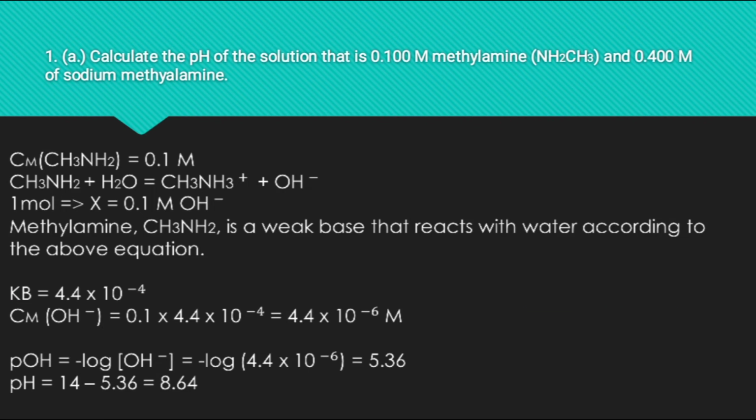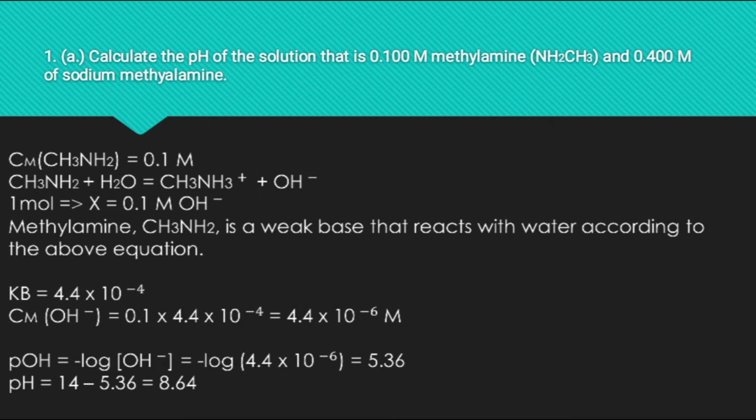Letter A. Calculate the pH of the solution that is 0.100 M methylamine, CH3NH2, and 0.400 M of sodium methylamine. Solution. The molar concentration of CH3NH2, the methylamine, is 0.1 M. CH3NH2 plus H2O is equal to CH3NH3 positive plus OH negative. This is the balanced equation for this reaction. 1 mole is equal to X, that is equal to 0.1 M OH negative.